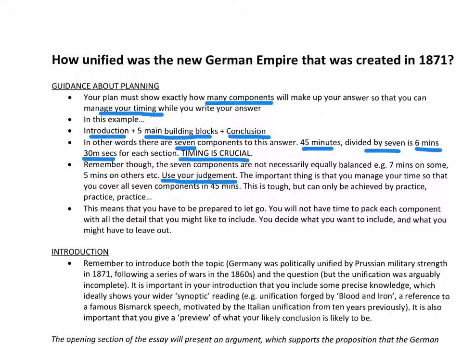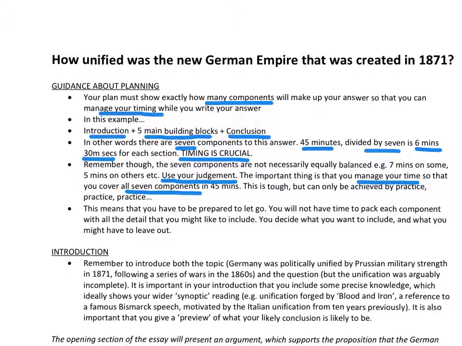The important thing is that you manage your time so that you cover all 7 components for this particular question. Another question may have 8 components, another question may have 6. It depends on your plan. But the important thing is that you cover all the components in the 45 minutes. It is far better to do that than to cover, say, 3 or 4 of them really well and then run out of time.